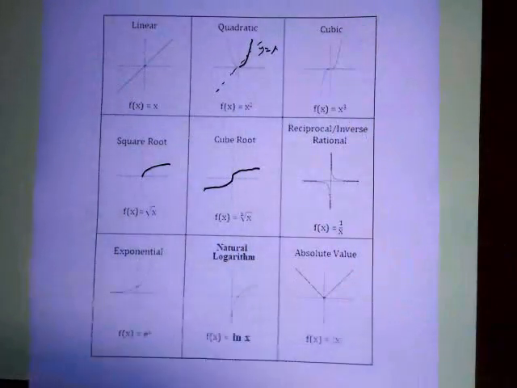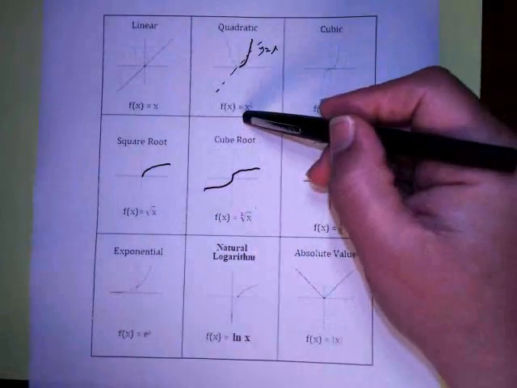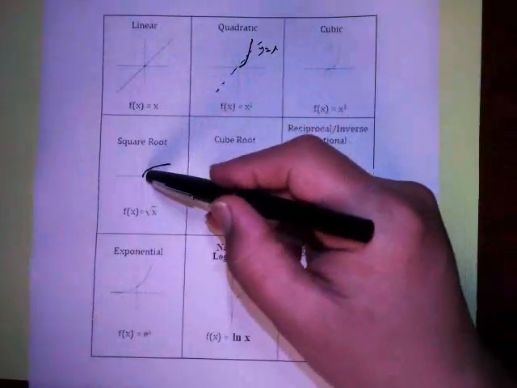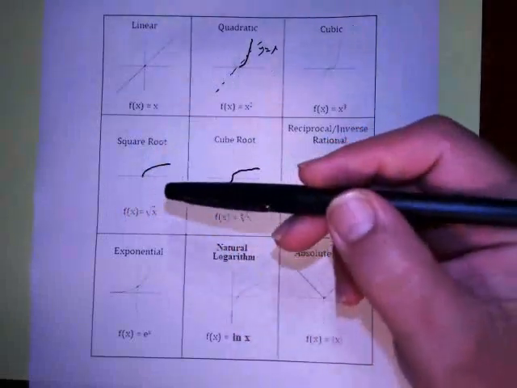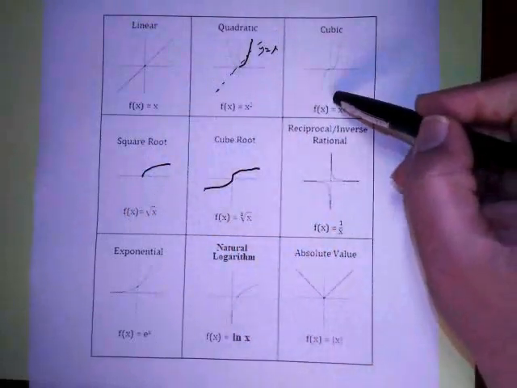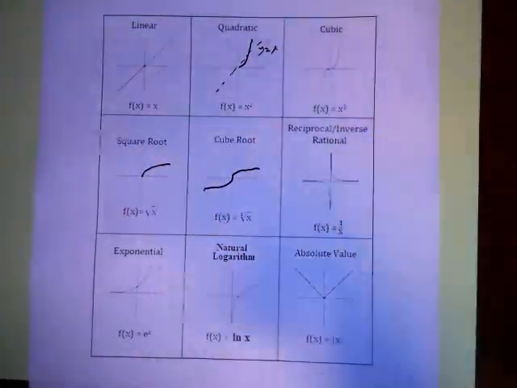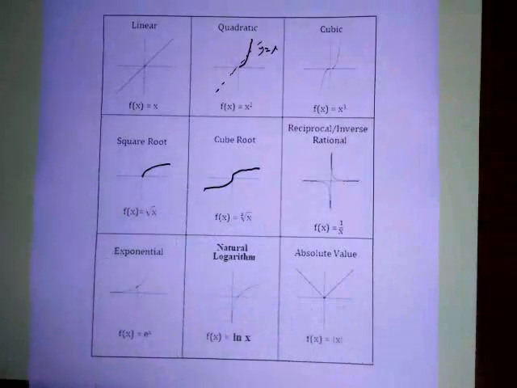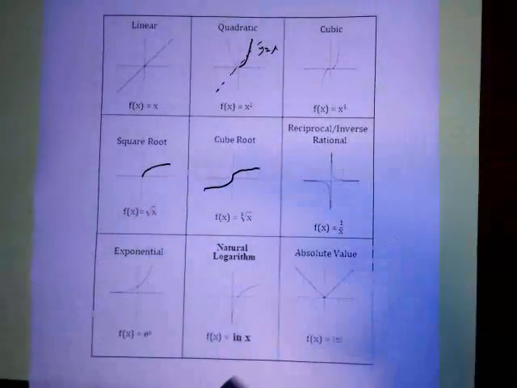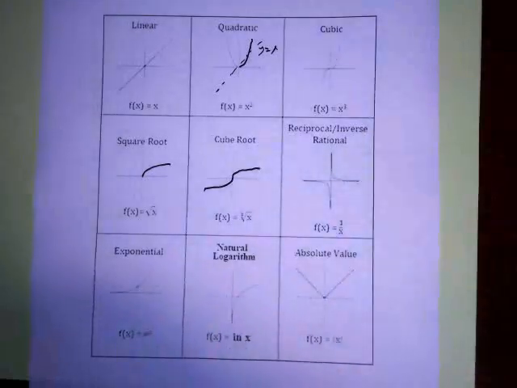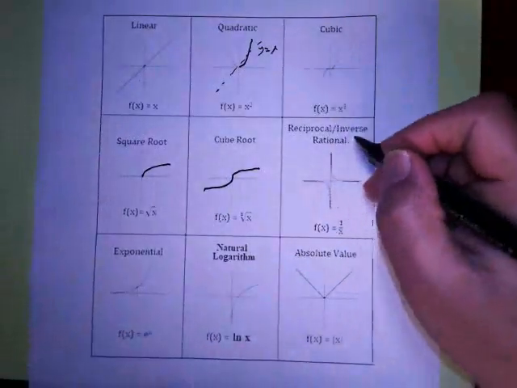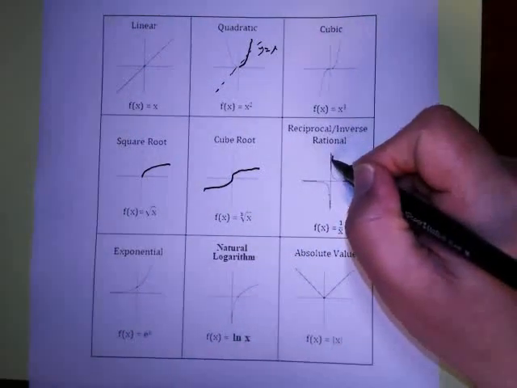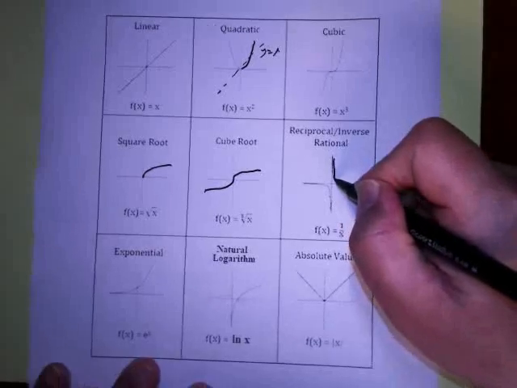Inverse functions. They undo each other. So if I squared something and then I put it in the square root function, I'd get back to x. Or if I cubed something and then I put it into the cube root function, again, I would get back to x.